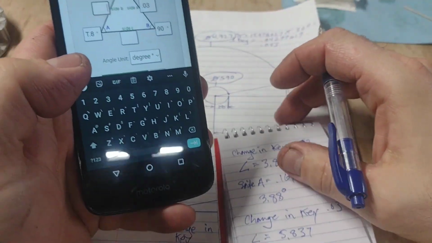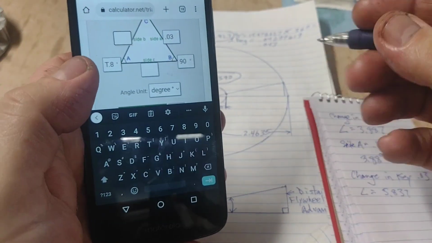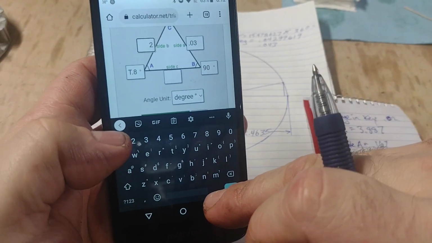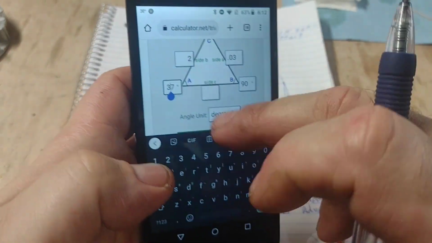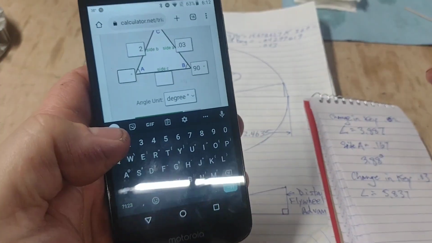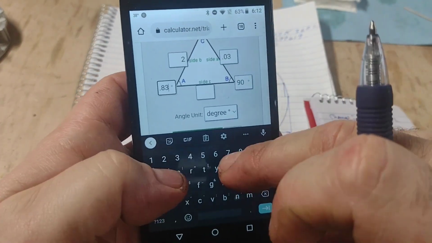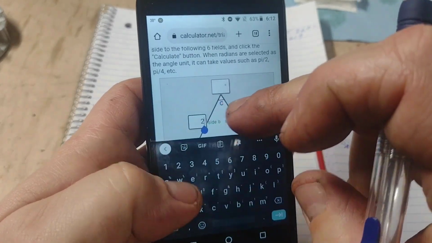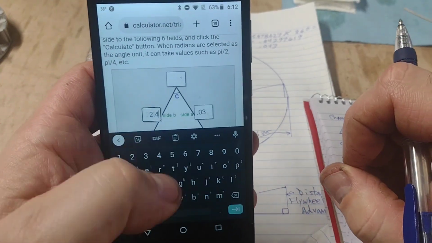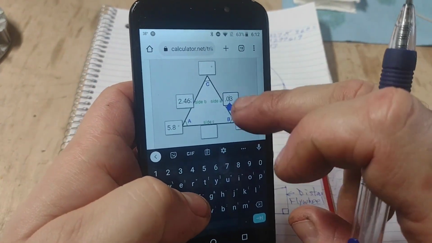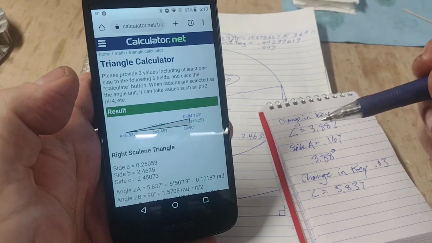Let's plug in our hypotenuse, which is half the diameter. 2. What happened here? Let's fix that. Fat fingered it. 5.837. This is 2.4635. Side A, we don't know. That's what we're trying to figure out. Calculate. Let's check our numbers.